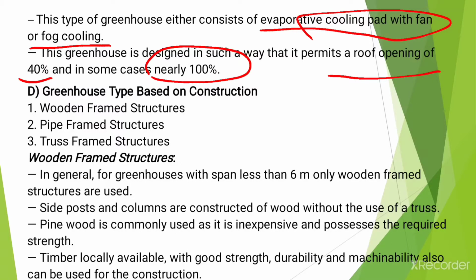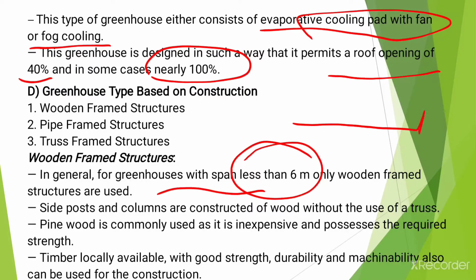Now, wooden framed structures. In general, for greenhouses with span less than 6 meter, only wooden framed structures are used. So where the width of the greenhouse is less than 6 meter, we can use wooden frame structures. Then side posts and columns are constructed of wood without the use of truss, meaning without the use of different types of metal components. And what is meant by truss? It is a structure made up of different structural components. We will learn about this later in the truss framed structures.